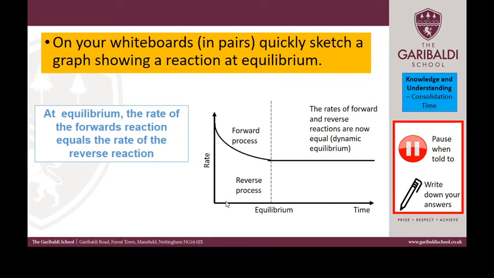there should be another line here. I'm not sure why that hasn't come up, but you know there's another line over here. So you have the forward process, the reverse process, and the rates of forward and reverse reactions are now equal. So you can see the equal line, equilibrium. And remember, it never reaches zero once the products are made.